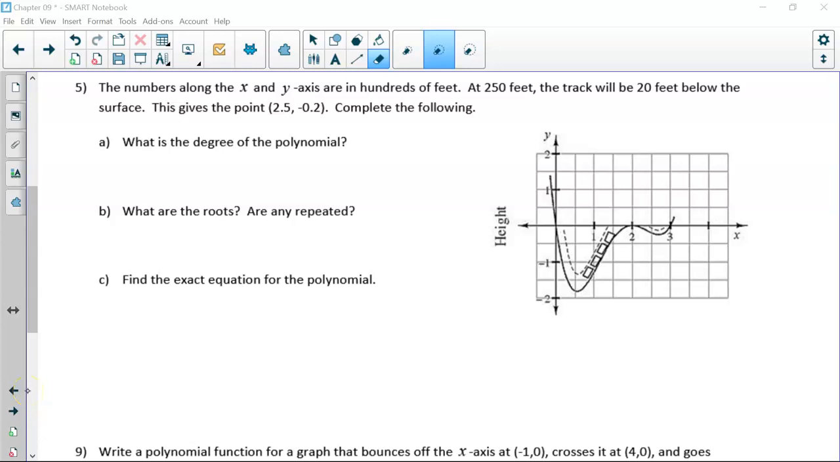Welcome back. We're still in section 913. We're going to do some more problems. We're going to write the equations given the graph.